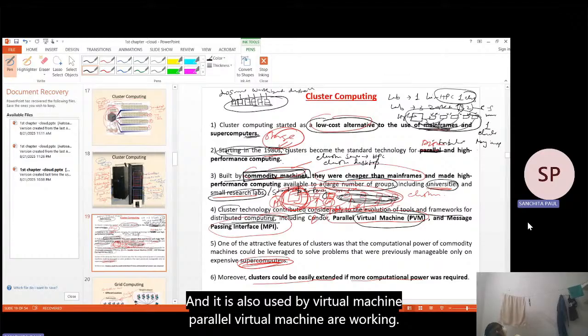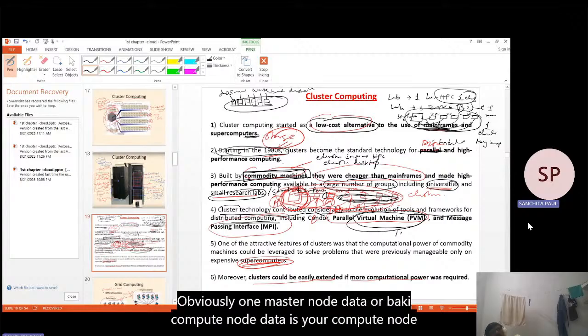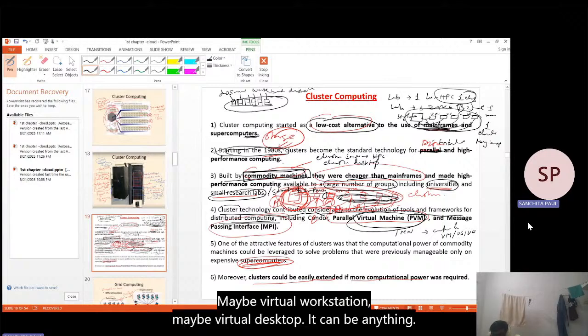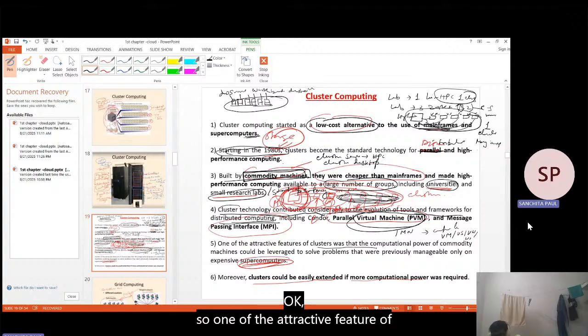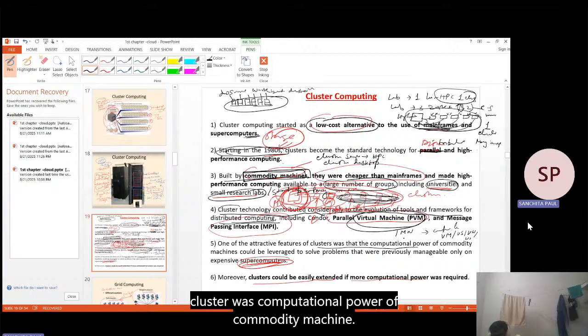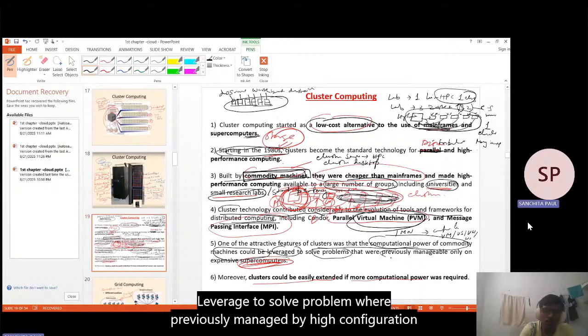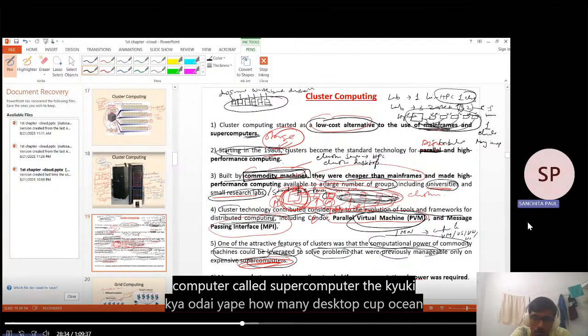Parallel virtual machines are working. Obviously one master node रहता है और बाकी compute node रहता है. ये जो compute node होता है उसको हम लोग बोलते हैं virtual machine. This virtual machine may be a virtual server, virtual workstation, or virtual desktop. It can be anything. Okay, so one of the attractive features of cluster was the computational power of commodity machines. The computational power of commodity machines could be leveraged to solve problems previously managed by high configuration computers called supercomputers.